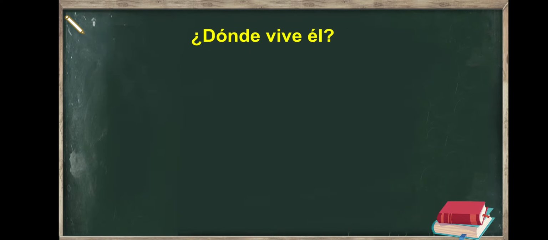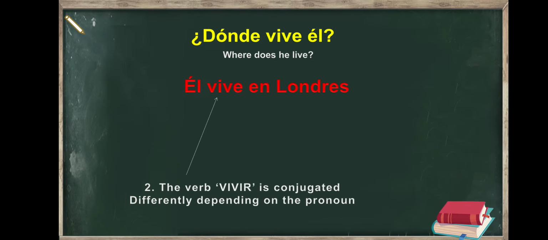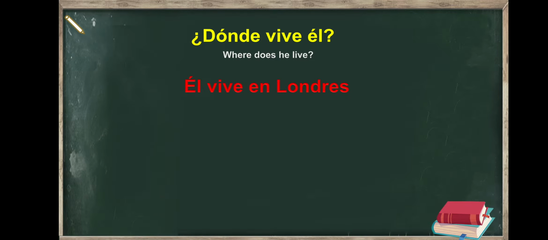Let's see the next example. ¿Dónde vive él? Which means, where does he live? And one possible answer for this question is, Él vive en Londres, which means he lives in London, where él is the pronoun, vive is the verb vivir, en is the preposition, and Londres is a noun.